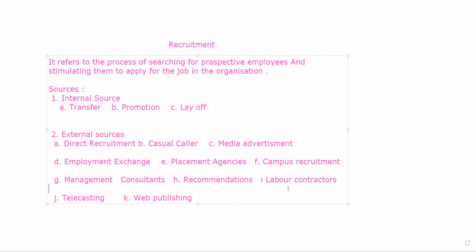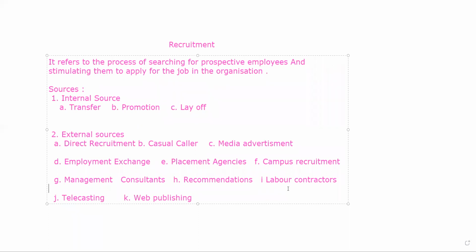Some enterprises believe that young blood is always more energetic and full of ideas. They prefer the smart generation. They prefer the new generation to be recruited in the business. For that purpose, those organizations do campus recruitment. So that is also one of the external sources of recruitment.